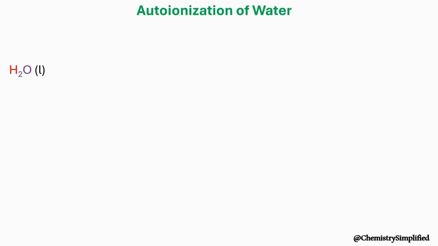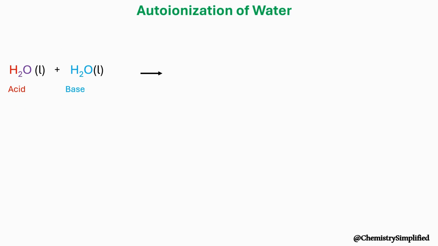Let's look at a reaction where water undergoes self-ionization. So we have water reacting with itself. One water molecule would act as the acid, as we have seen in Bronsted-Lowry's acid definition. The acid is a proton donor, and the other water molecule would accept the proton, and it would behave as a base because it accepts the proton.